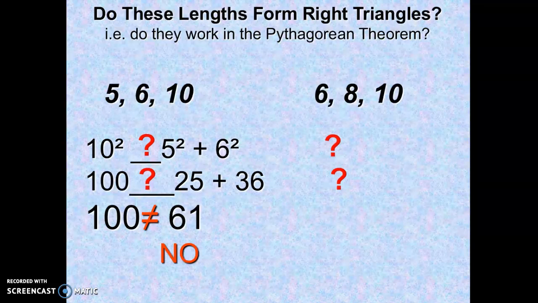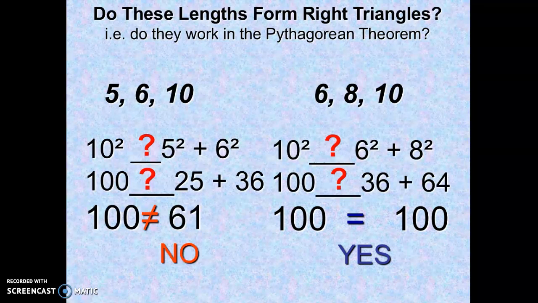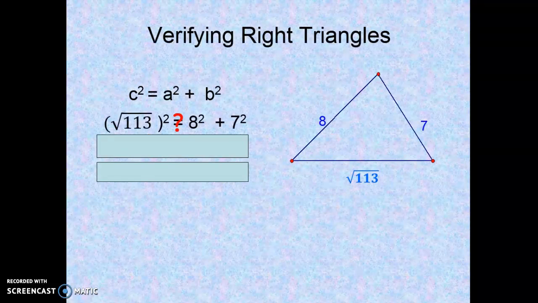Let's take a look at 6, 8, and 10 now. Are we going to get luckier there and have a right triangle? There are our 3 numbers in the Pythagorean theorem. We've multiplied them out. We've squared them all. And yep, they add up to 100. So yes, this is a right triangle. Very simple. So, verifying. Is this a right triangle?